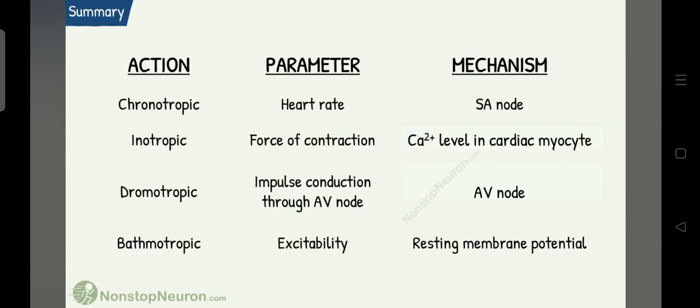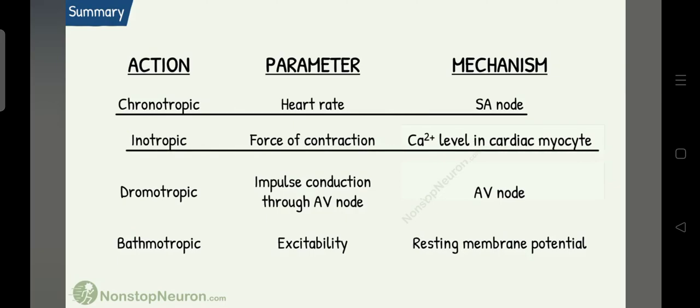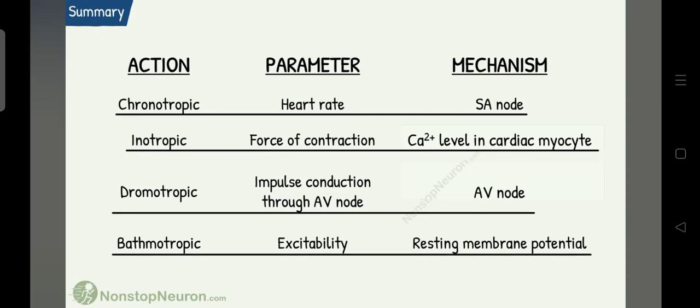Now let's have a quick summary. Chronotropic action means a change in heart rate. It is produced by action on the SA node. Inotropic action means a change in contractility. It is produced by changes in calcium level inside the cardiac muscle. Dromotropic action means a change in impulse conduction through the AV node. And of course, they are produced by action on the AV node. Finally, the bathmotropic action means a change in excitability. It is produced by altering resting membrane potential. That's it for this video.